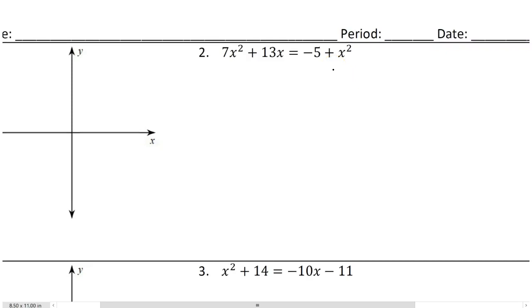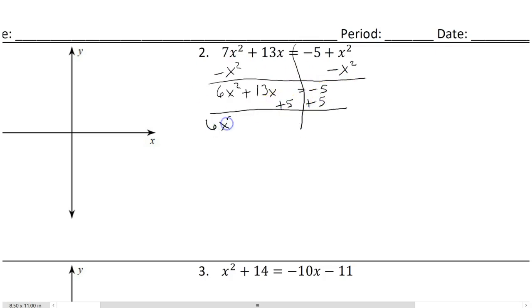In this example, once again, we shall start by making the right side 0. Start by subtracting x squared from both sides. Now add 5 to both sides. We get 6x squared plus 13x plus 5 equals 0.